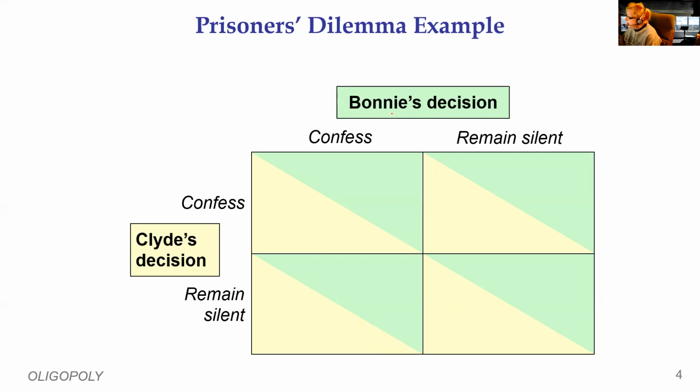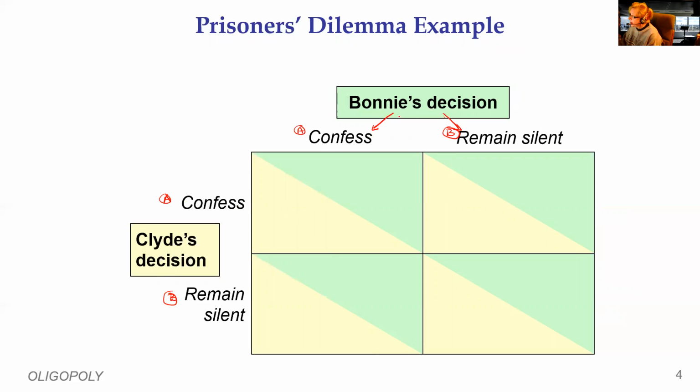Bonnie's decision: she has 2 possible outcomes. Her 2 decisions are she can either confess, decision A, or she can remain silent. Likewise, Clyde's decisions will be in the yellow, and Bonnie's are here in the green. Clyde can either confess or he can remain silent.